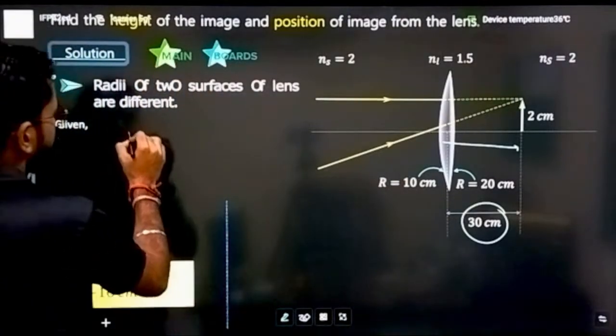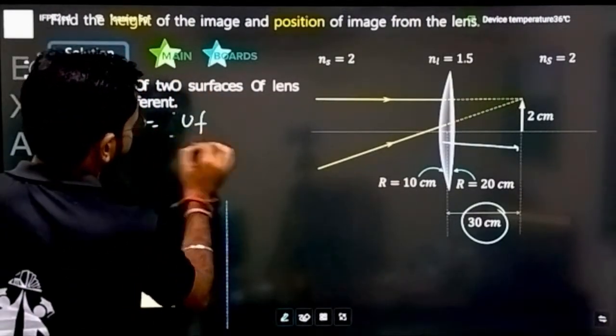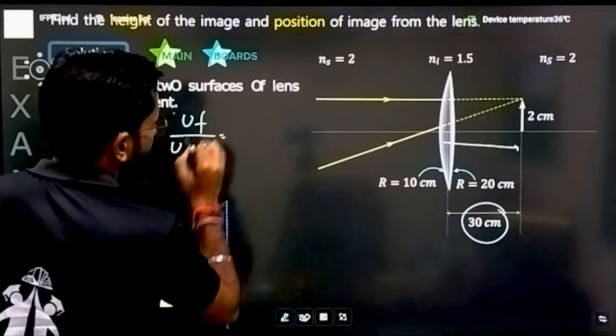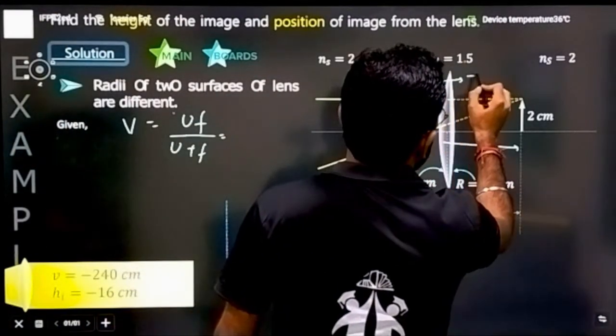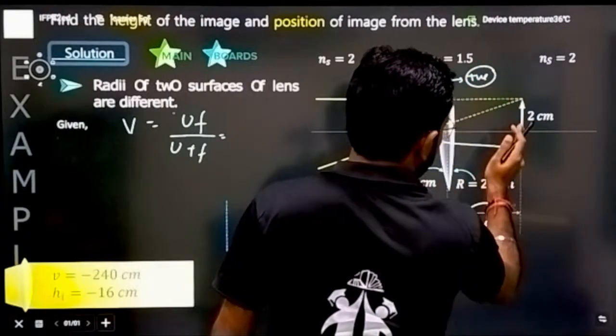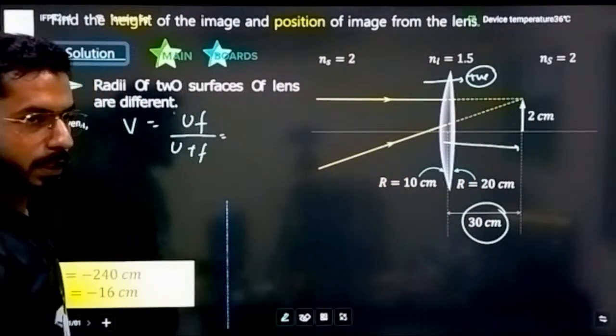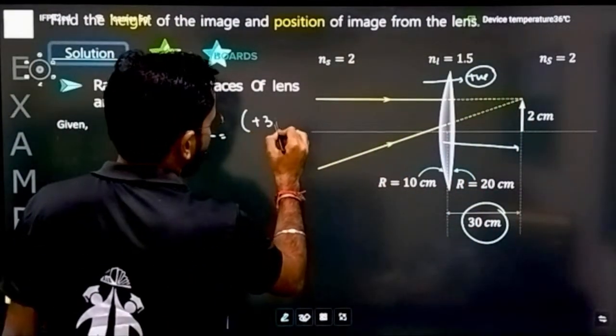So let's first calculate the position of image. What will you write? UF divided by U plus F. Now tell me what you will take as U. See, this is the direction for the incident ray. That means this direction will become positive. If this direction is positive, what will you take as U? U you will take as plus 30.